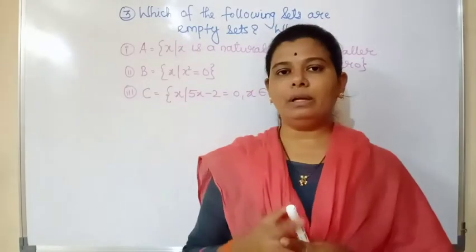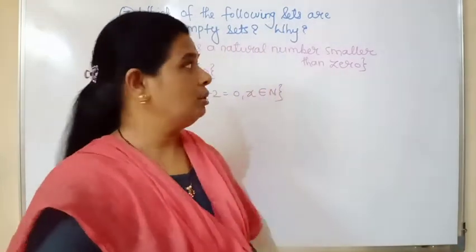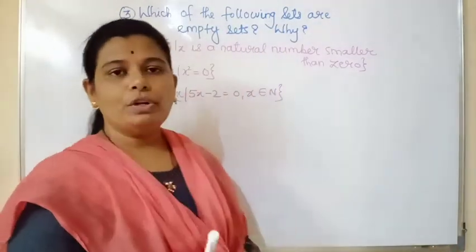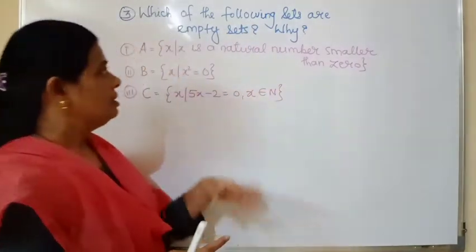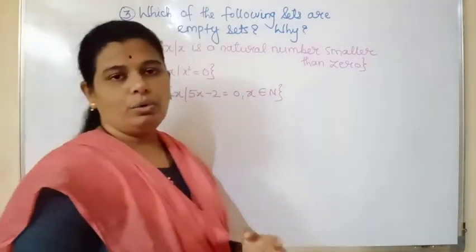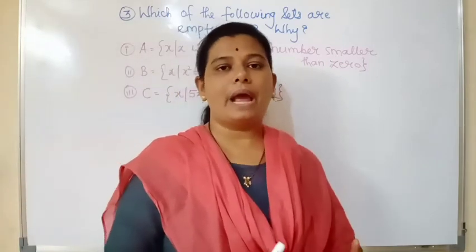Now question number 3, the third example I have written on the board: which of the following sets are empty and why. See now, sets are given to us. There are 3 sets A, B and C.